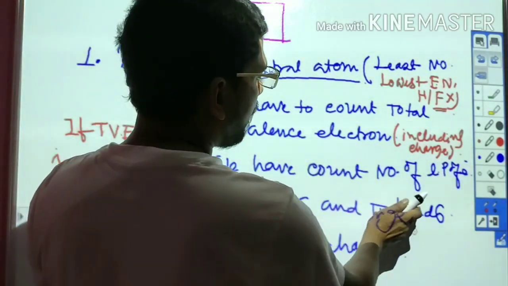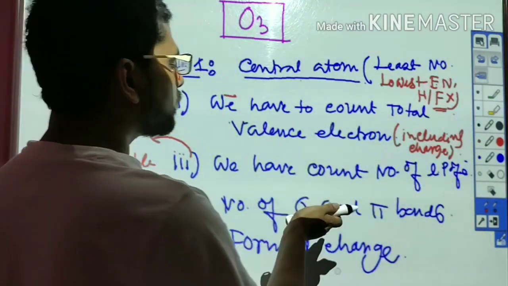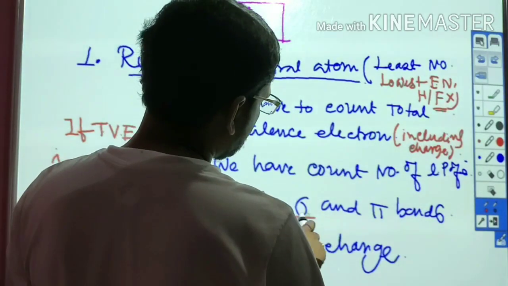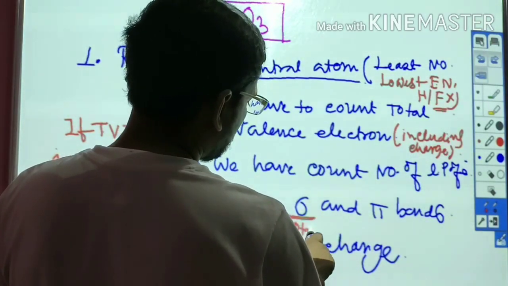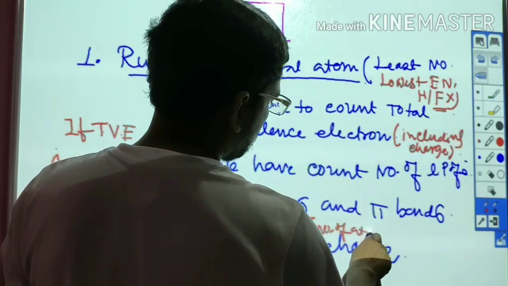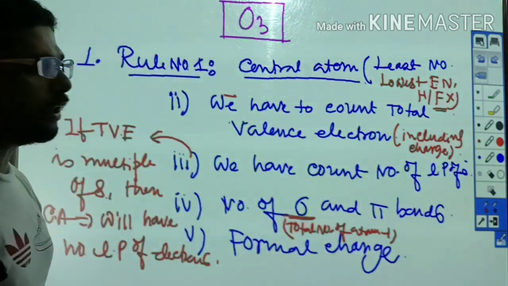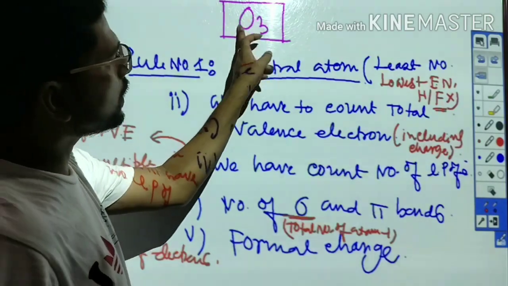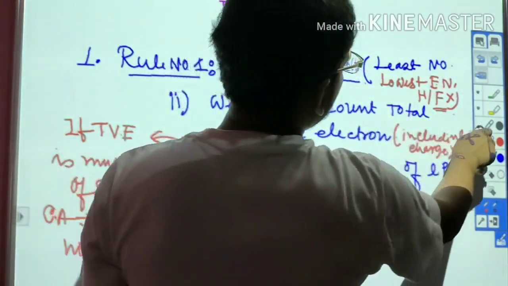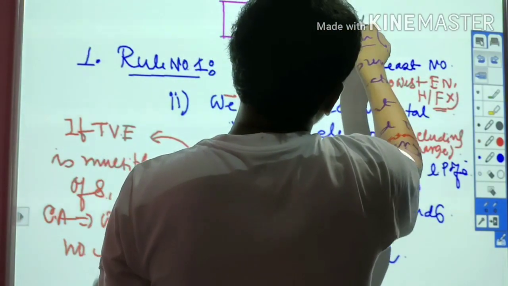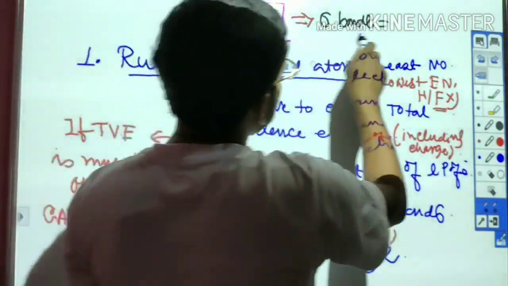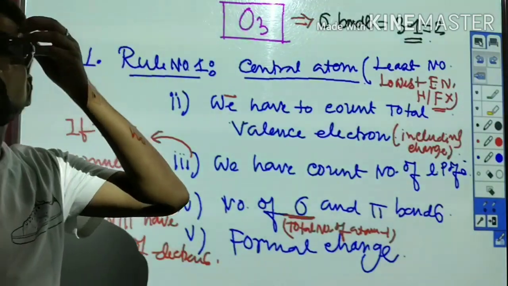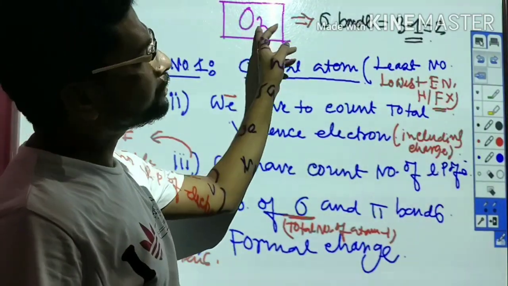The number of sigma and pi bonds means the total number of bonds, and after that sigma and pi bonds. How to calculate the sigma bond? Sigma bond is the total number of atoms minus 1. For this case, how many sigma bonds will there be? Total number of atoms is 3, so 3 minus 1 is 2. That means there will be 2 sigma bonds in O3.